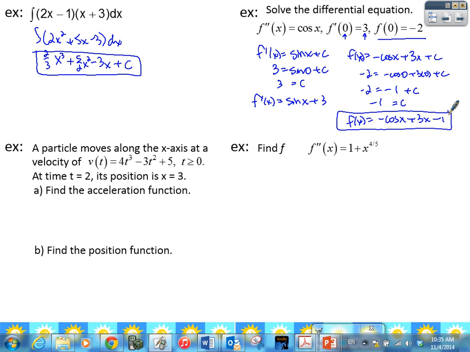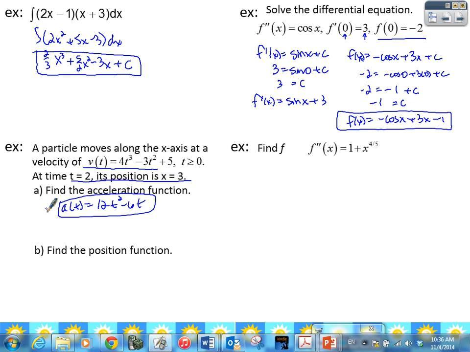All right, so here we have a particle moving along the x-axis at a velocity of, we have our first derivative, velocity function. At time t equals 2, its position is x equals 3. What do you think they gave us that information for? To find c. Okay. The first question is find the acceleration. Does that involve anything that we've learned today? No, it's just a derivative, right? That's it. Just derivative. So acceleration, a of t, is going to be 12t squared minus 6t. So, okay, we found it.